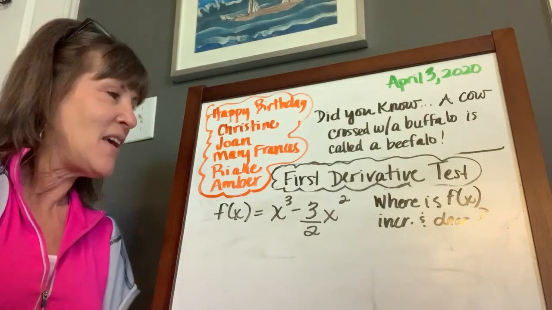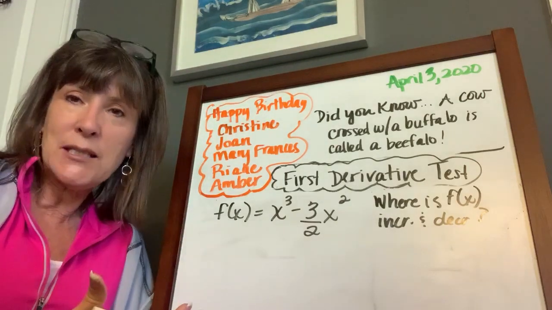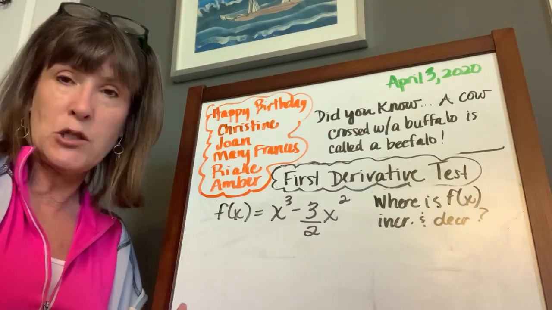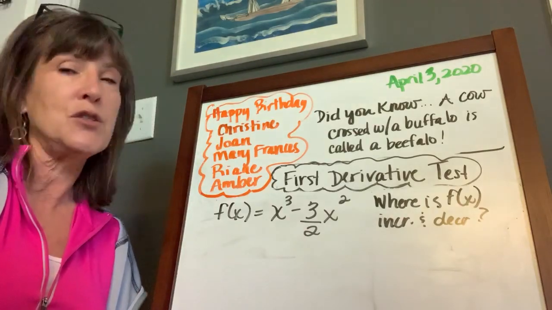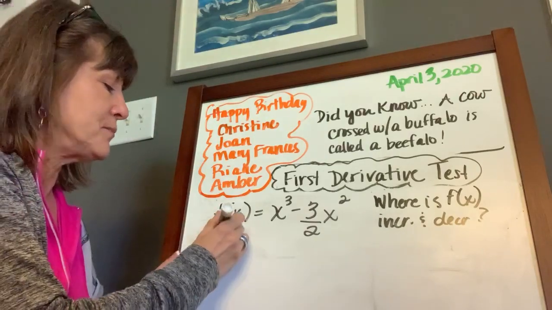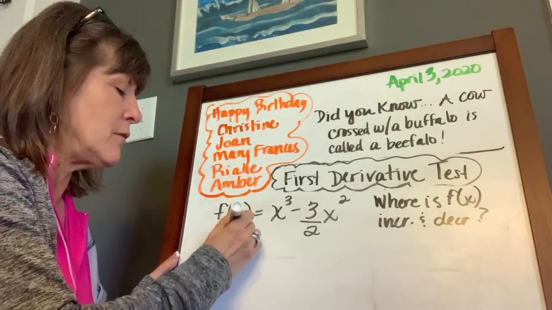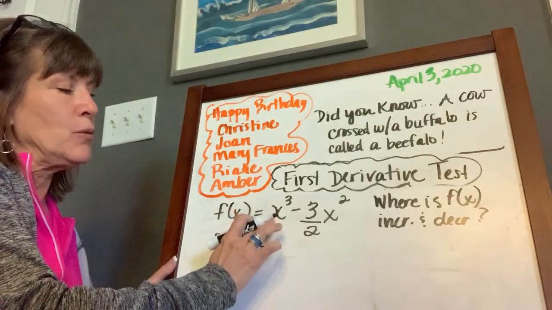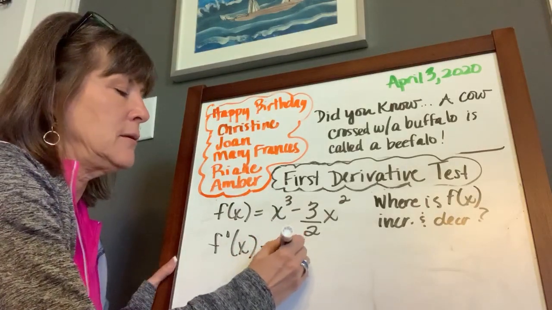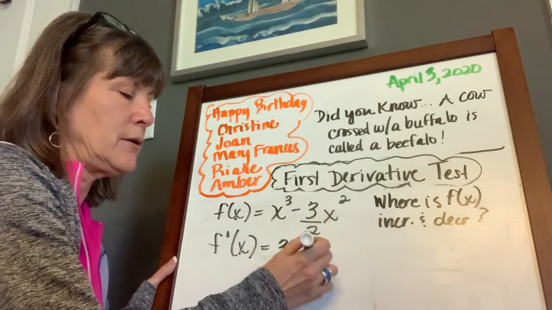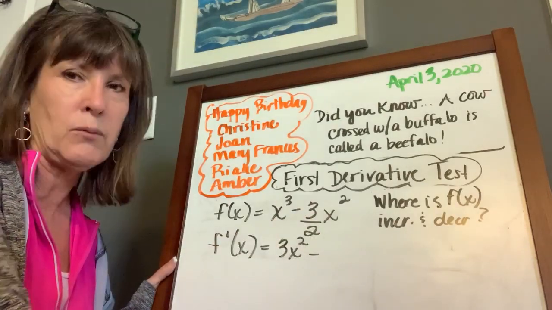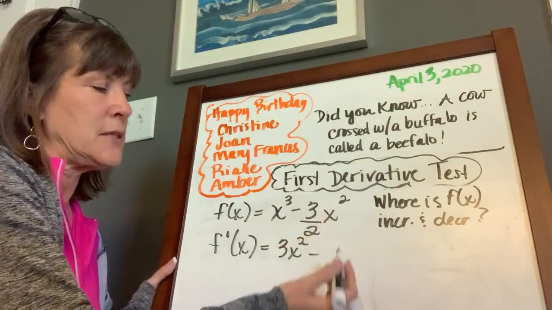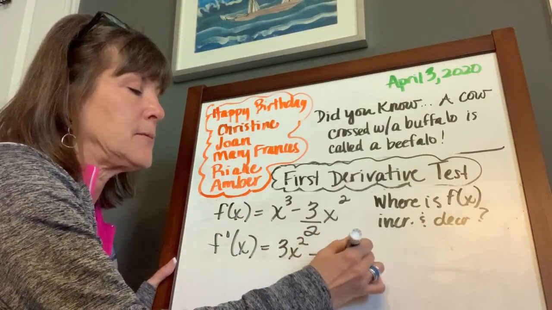Okay, here we go. To tell where the function's increasing or decreasing, we need to know where its derivative is positive and where its derivative is negative. To do that, let's find the derivative. So we're going to take the derivative of this function. I'm going to use my power rule. The derivative of x cubed is, as you know, 3x squared. If you don't know that, let me know and we'll do a lesson on the power rule. All right, the derivative of 3/2 x squared is 3x.